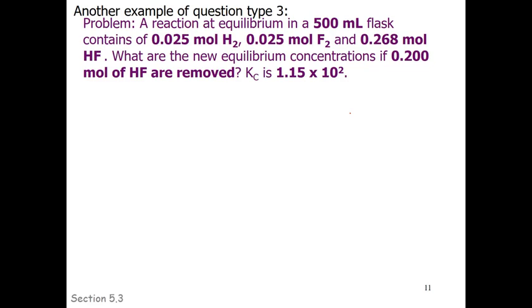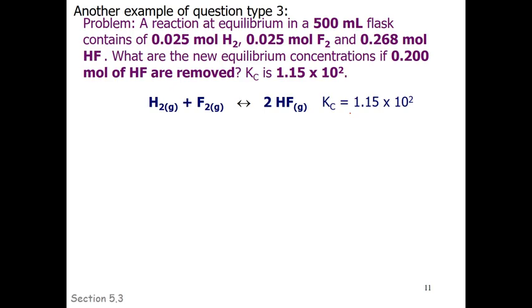So here's an example of working a reaction table with Kc, and we have a reaction at equilibrium in a 500 ml flask that contains 0.025 moles of H2, 0.025 moles of F2, and 0.268 moles of HF. What are the new equilibrium concentrations if 0.200 moles of HF are removed and we're given the Kc value? So you notice we always start with a balanced reaction.